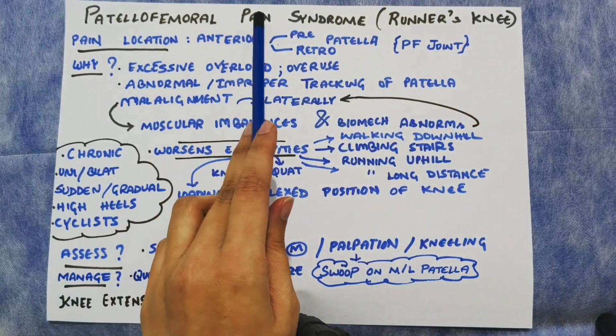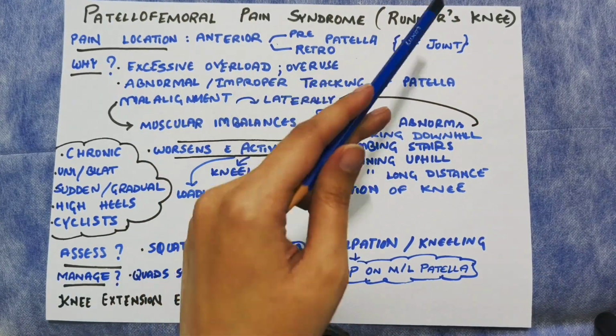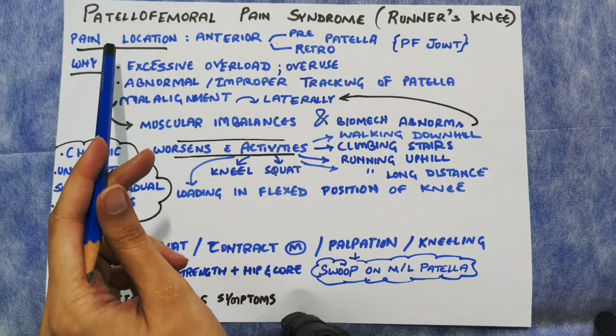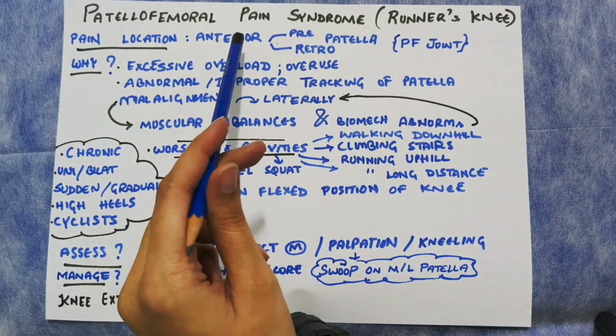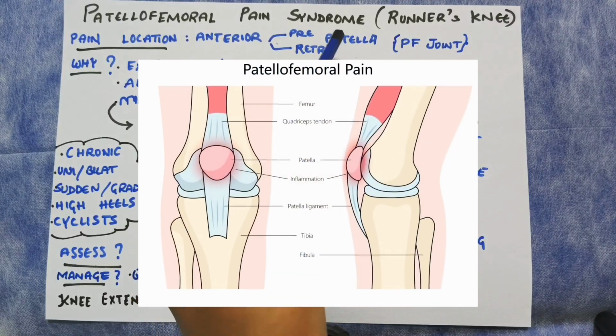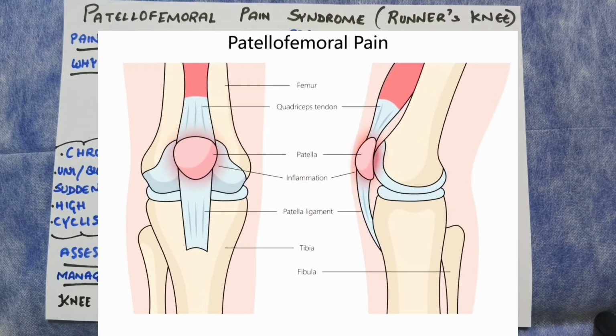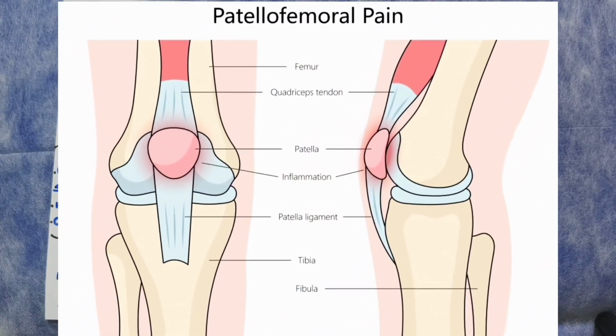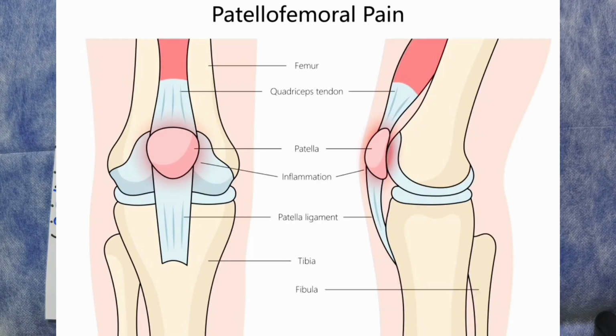Starting off with patellofemoral pain syndrome, it is also known as runner's knee. The person can say that they have pain at the anterior area, the anterior knee. Now it could be pre-patellar or retropatellar, but at the patellofemoral joint. The patient may complain that he has pain around the knee joint, around the patellofemoral joint.